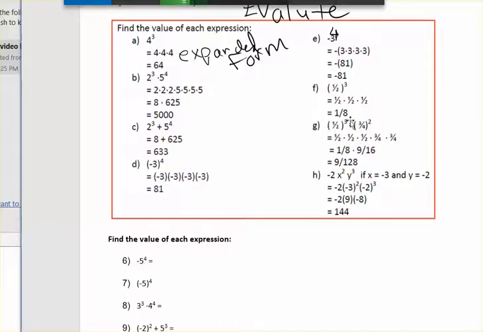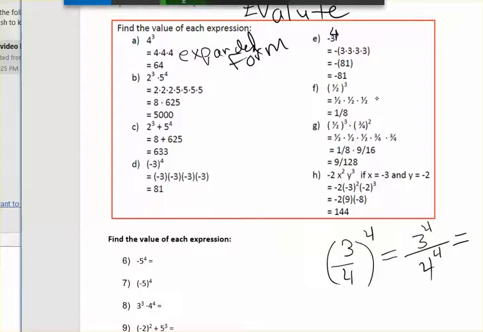If your base is a fraction, leave it as a fraction. Here's how you multiply fractions. You multiply all the numerators, 1 times 1 times 1, and then you multiply all the denominators, 2 times 2 times 2. Here's another way. If you have something like 3/4 to the 4th power, that's the same as 3 to the 4th over 4 to the 4th. So then you can figure out what 3 to the 4th is. We did that, it's 81.